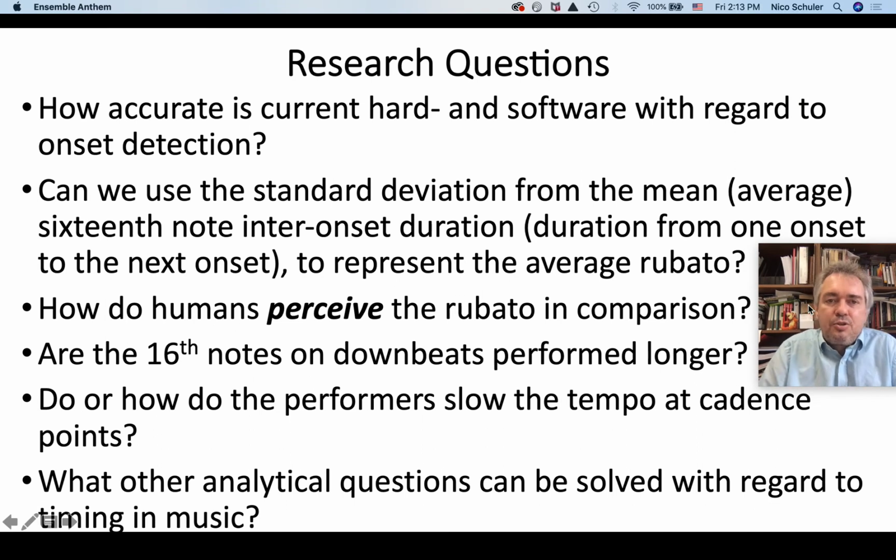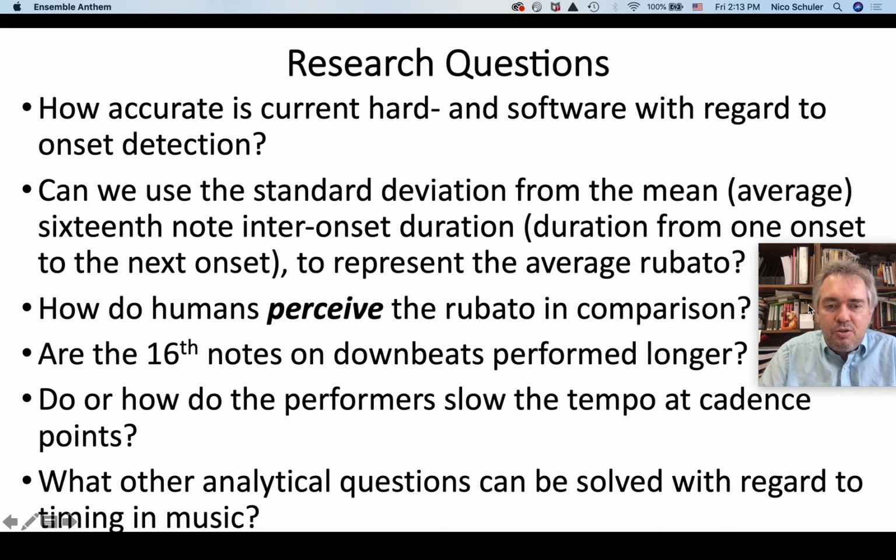So my research questions for my project were: how accurate is current hardware and software with regard to onset detection? Can we use the standard deviation from the mean, that means average 16th note inter-onset duration, that means the duration from onset of one note to the next, to represent the average rubato? So that means the statistical measurement of standard deviation. Can we use that to represent the rubato?